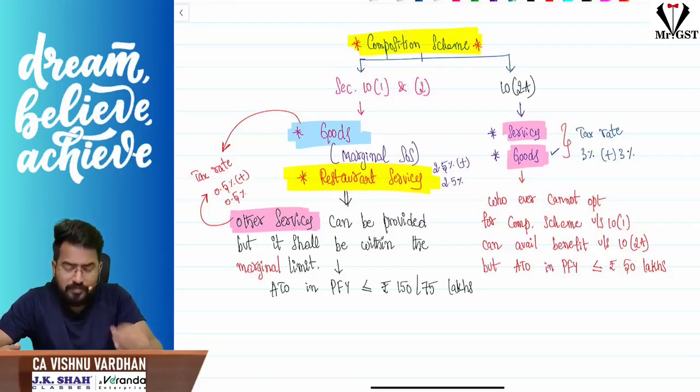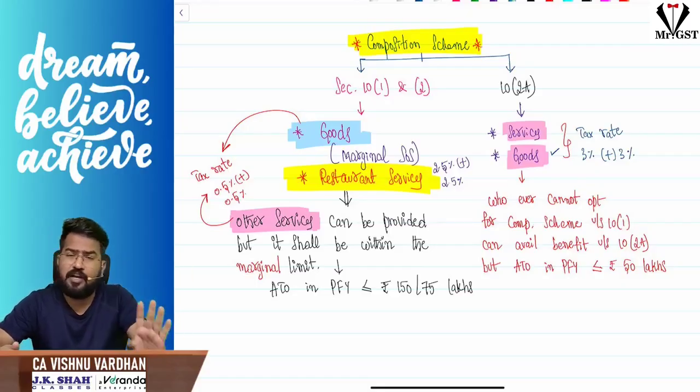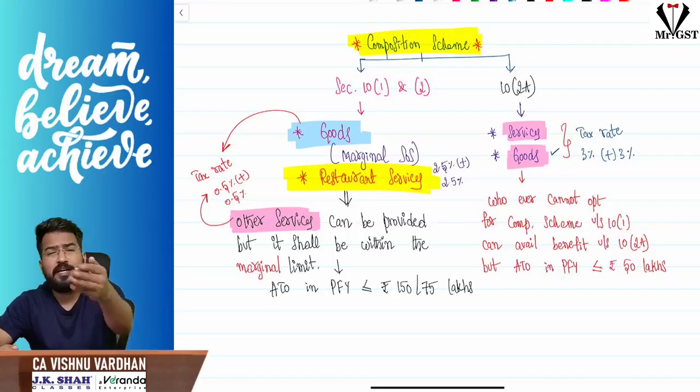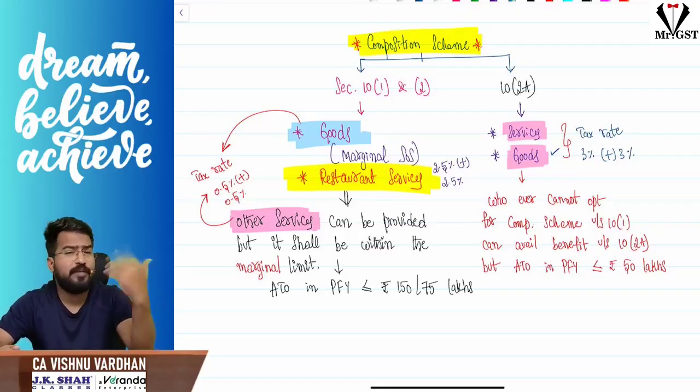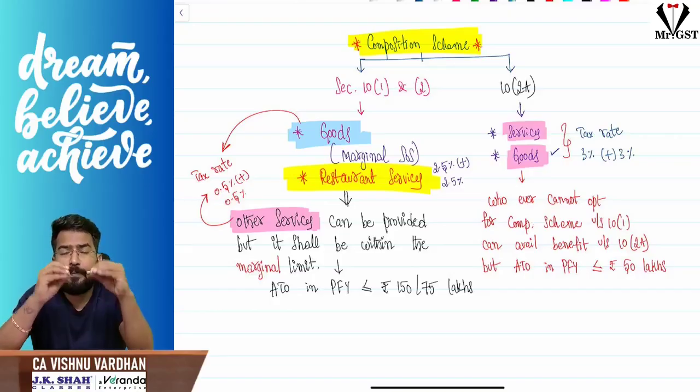If you are eligible for composition scheme, what is the advantage? The advantage is you can pay tax at composition rates, not normal rates. That means if you are selling furniture at 12% GST rate, you can pay tax at composition rate of 1% instead of paying 12%. So that is the benefit. What is that rate now?